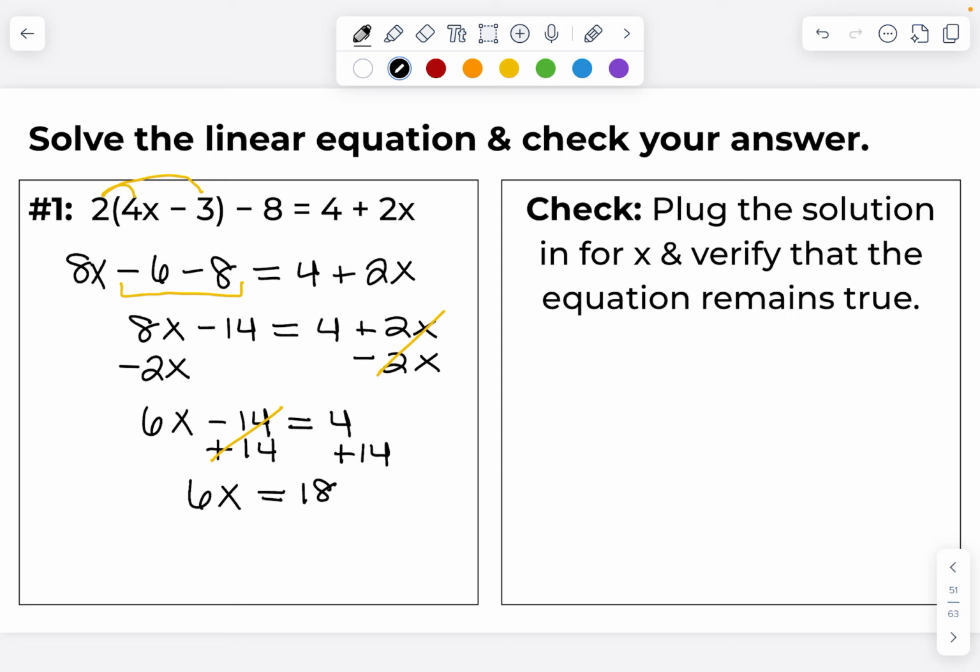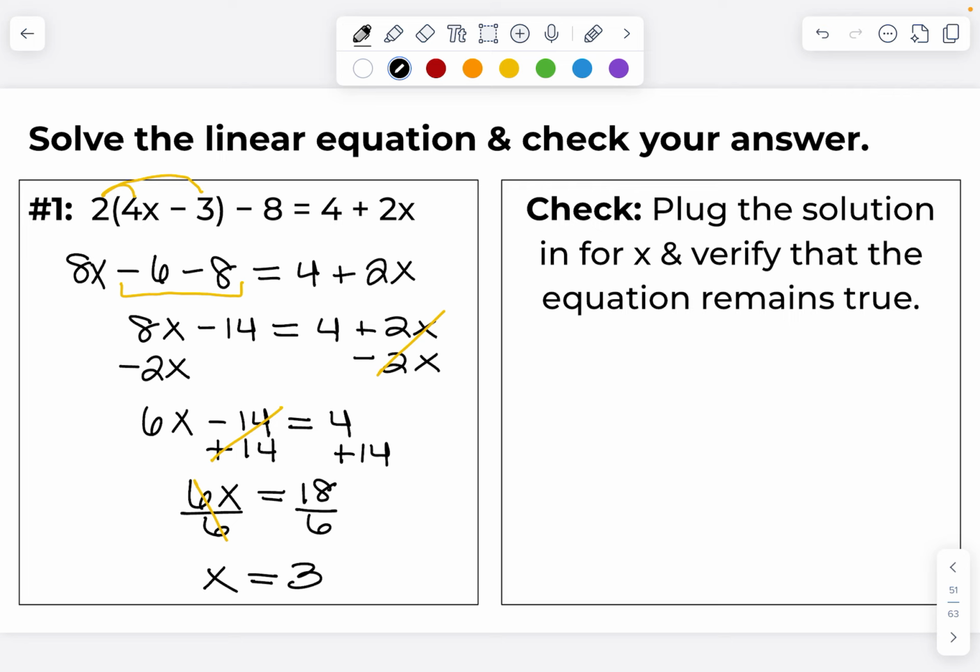You can think about this as 6 times x. So to get x by itself, I need to do the opposite of multiplication, and the opposite of multiplication is division. So I'm going to divide both sides of my equation by 6, because anytime I do multiplication or division, I have to do it to both sides. That leaves me with just an x. And then I'm going to simplify. 18 divided by 6 gives me 3. And that is solving a linear equation.